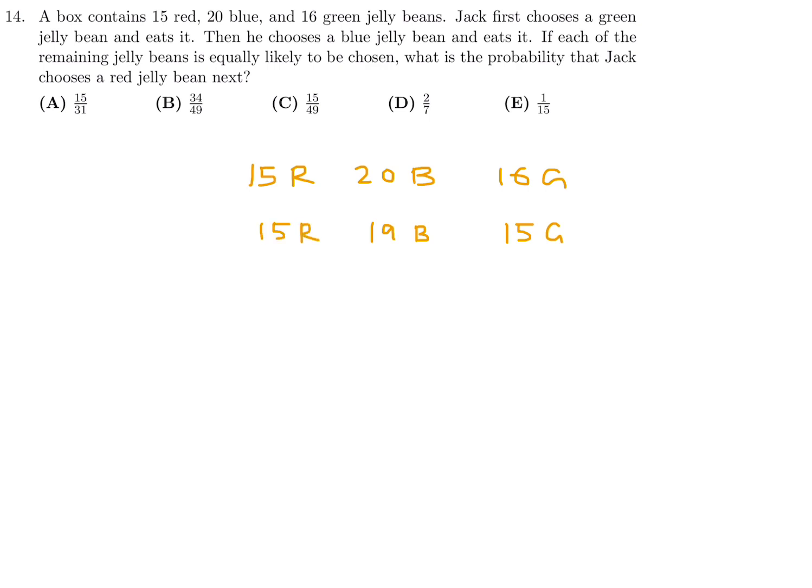So now they're asking, of these, what's the probability of getting a red? Well, the probability of getting a red looks like 15, because that's how many red are left. And then you divide by the total, which in this case would be 15 plus 19 plus 15. And that is going to be 15 over 49. So number 14, the answer is C.